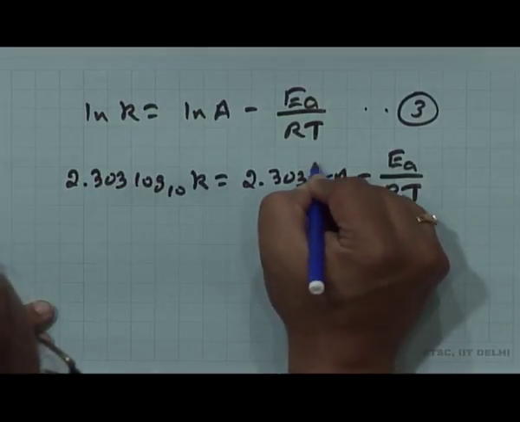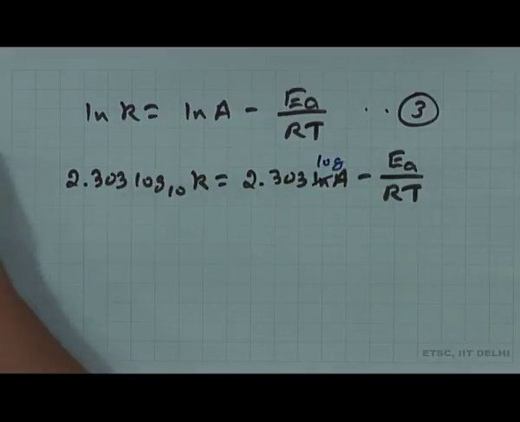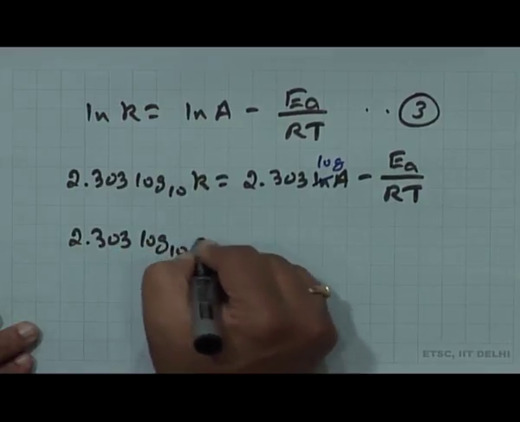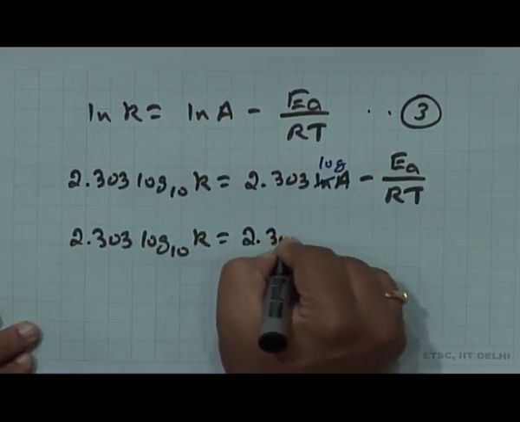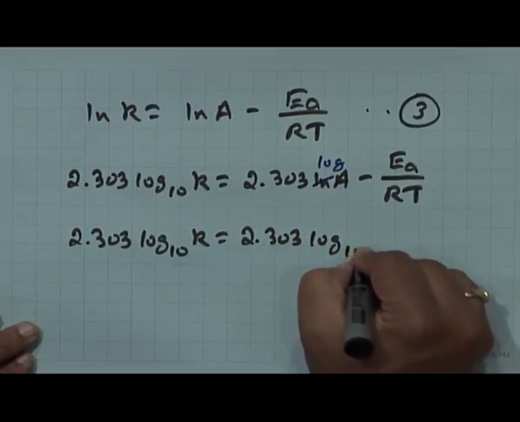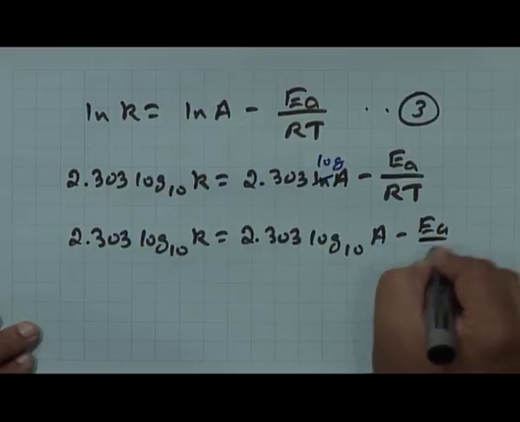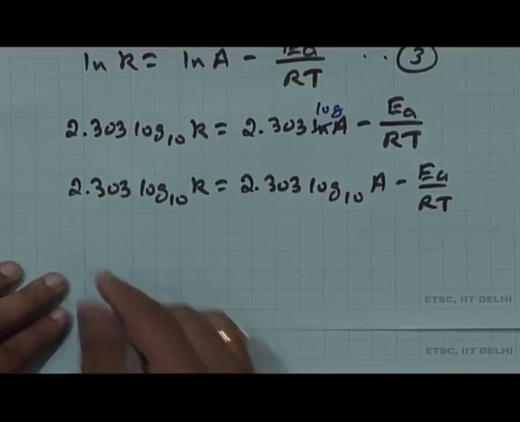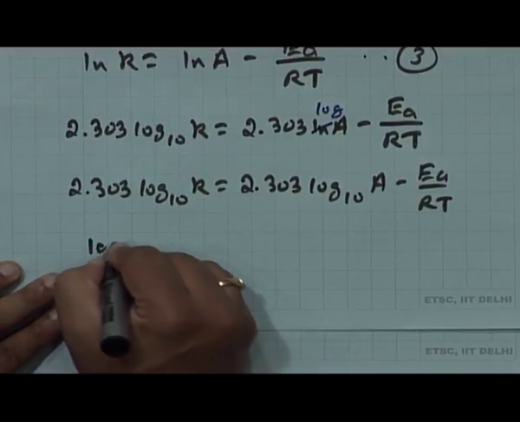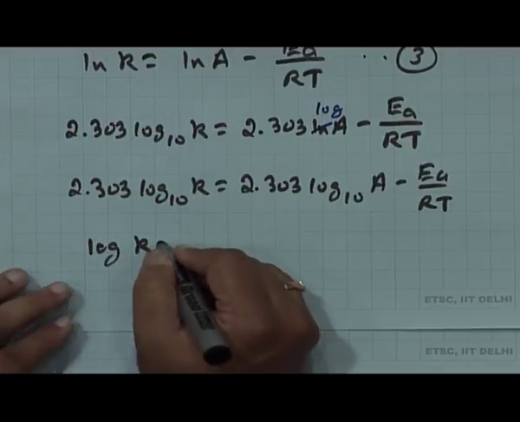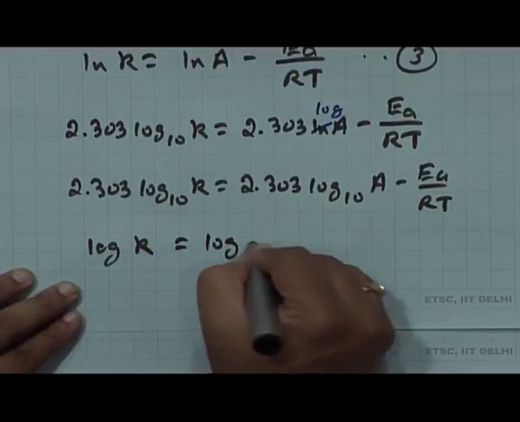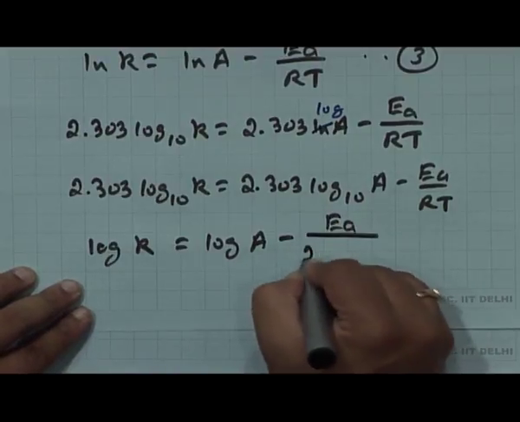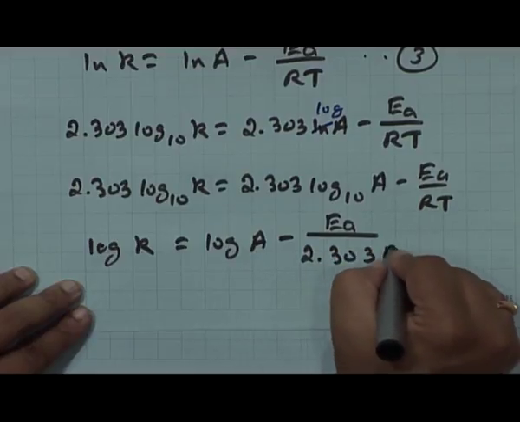So let me write again, it would be 2.303 log 10 k is equal to 2.303 log 10 A minus EA over RT, and then what I can do is I can write log k, which is log base 10 k, is equal to log A, which is log base 10 A, minus EA by 2.303 RT.